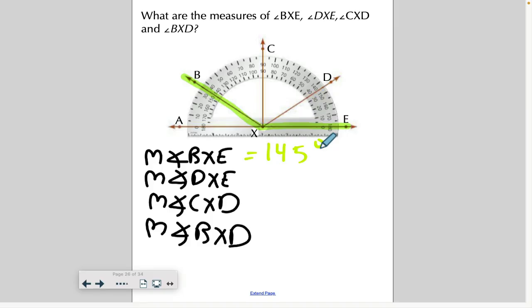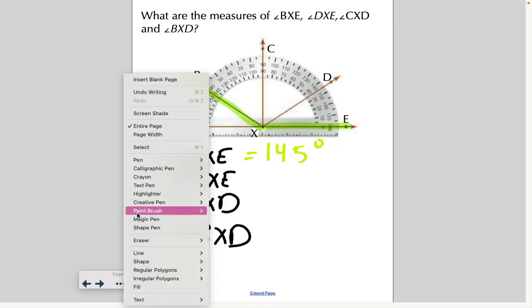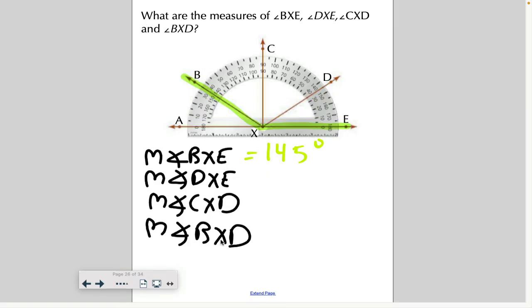Let's see, DXE. I don't think you have to subtract for that one either. Yeah, the first couple you don't need to. DXE is right here. Little acute angle. Okay, Cole, what'd you think for that one?